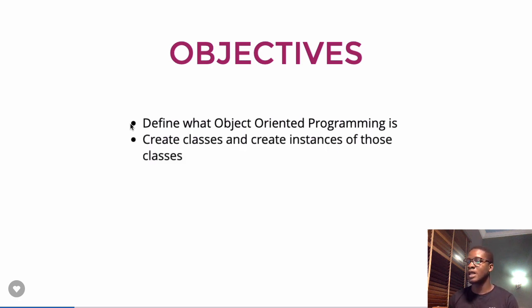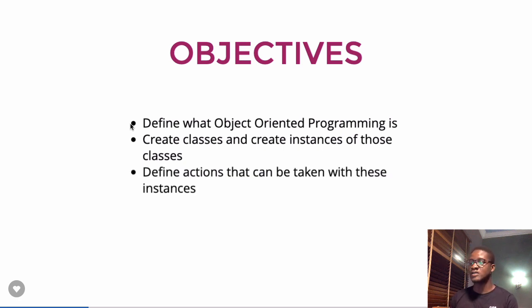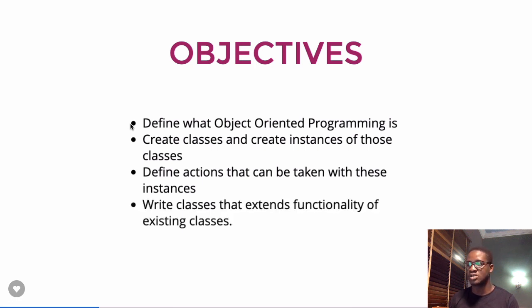Now, in this section, we are going to try to define what object-oriented programming is about, and then after we're done with that, we're going to see how we can create classes and create instances of these classes, and then define actions that can be taken by these instances. That is, after we've created instances, we're going to define the actions that can be performed with these instances. Don't worry, by the time we go into the course, you're going to understand some of these terms. And then we are also going to write classes that extend the functionality of existing classes.